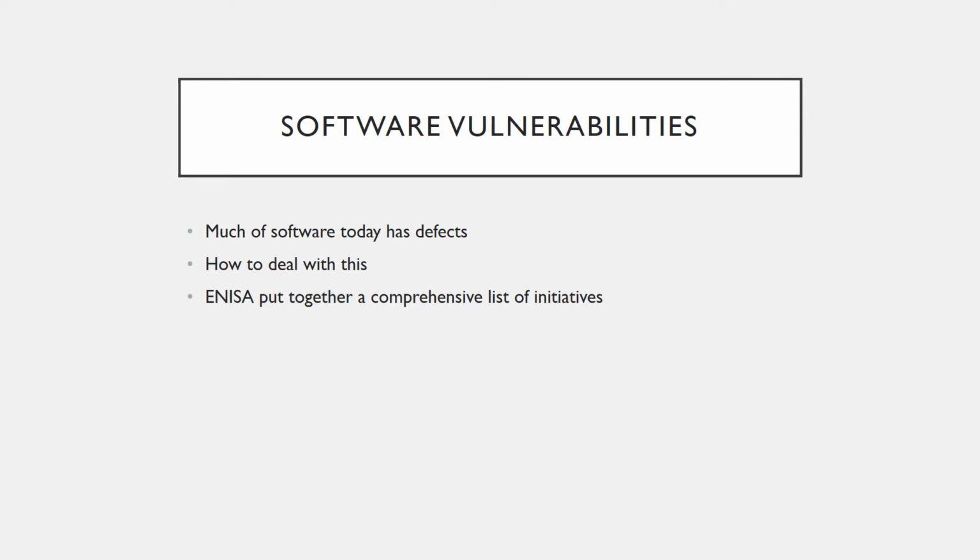So to start off the discussion, we need to talk about software vulnerabilities. A lot of code today has defects, which can lead to different security vulnerabilities in production, which is definitely an issue. And one big question is, how are we going to deal with this? Well, ENISA, which is the European Network and Information Security Agency, put together a comprehensive list of security initiatives that are currently available, that we can use to discuss all the different options out there for security currently.